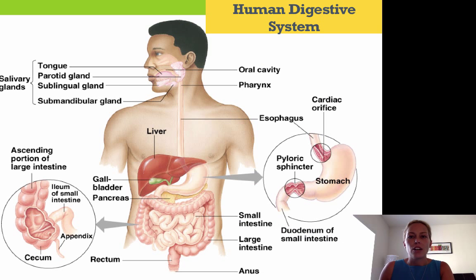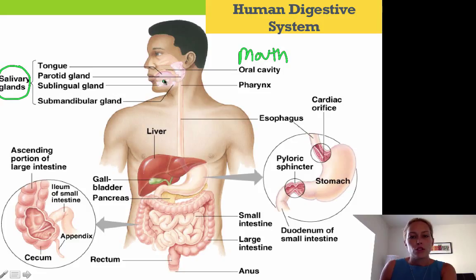So here is a diagram of the human digestive system. We start out with the mouth, and specifically the oral cavity. Within the oral cavity we have salivary glands, and those salivary glands produce an enzyme called amylase that helps to break down carbohydrates. So carbohydrates get broken down in the mouth first.